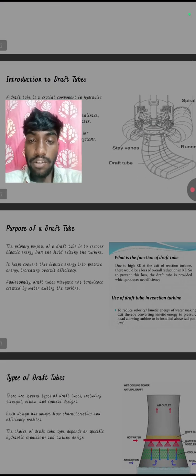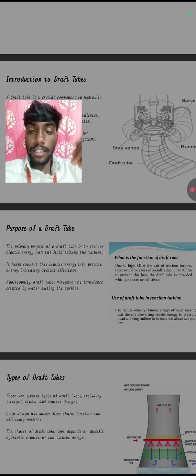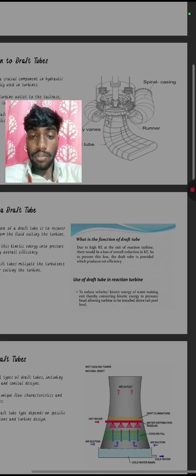The purpose of a draft tube is to recover kinetic energy from the fluid exiting the turbine. It helps convert this kinetic energy into pressure energy, increasing overall efficiency. Additionally, draft tubes mitigate the turbulence created by the water exiting the turbine. Now, we can see the picture.